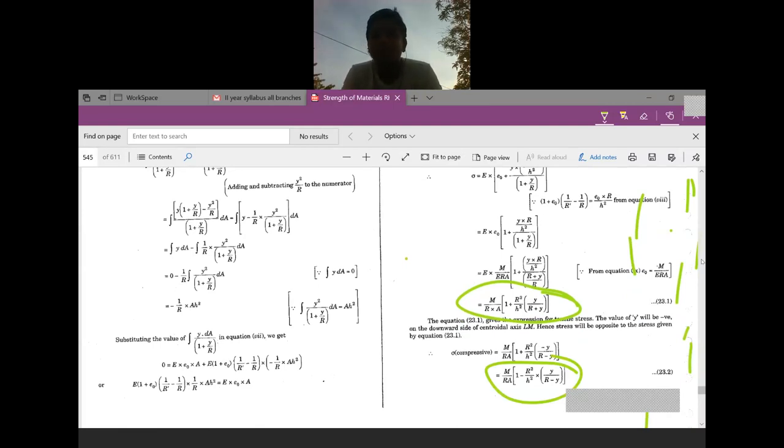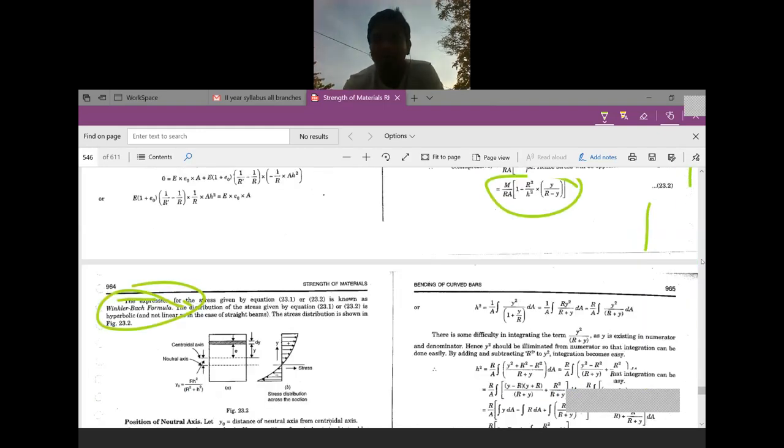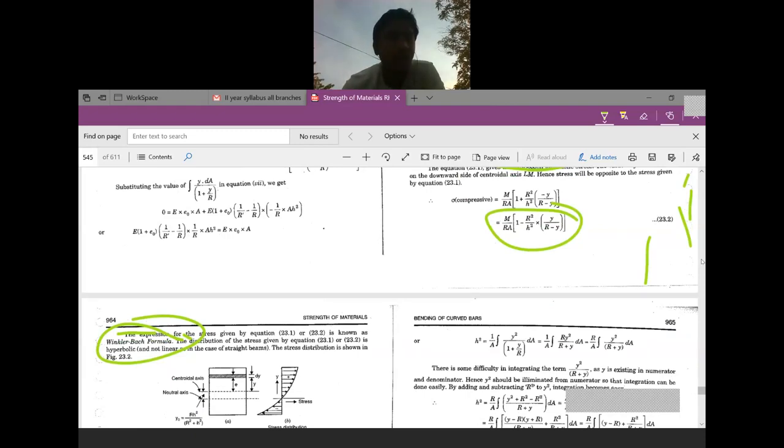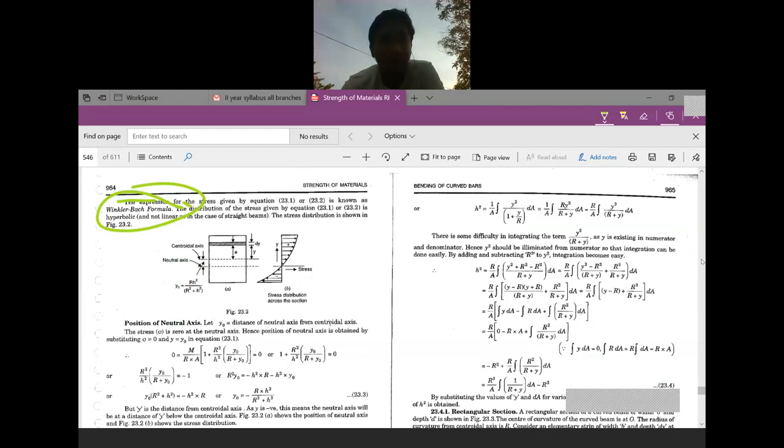Here M is nothing but the moment acting on the curved beam. R is nothing but the radius of curvature. A is nothing but area. And H square is nothing but we have a standard formula for H square for different sections. Understand? For H square, you have different standard formulas. I will also explain those formulas as well.